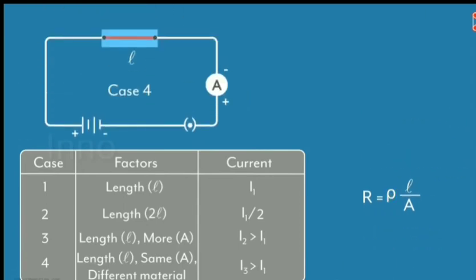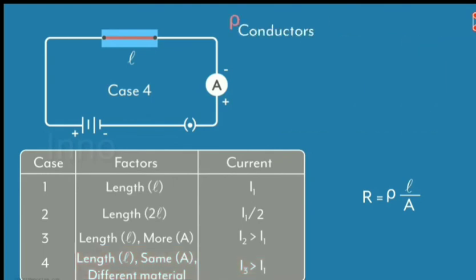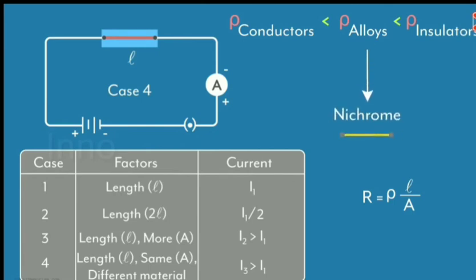In the fourth case, we saw that as the nature of the material changes, the current flowing through the conductor also changes. That's because as the nature of the material changes, its electric resistivity also changes. Accordingly, conductors, for instance, have a lesser resistivity as compared to alloys, and alloys have lesser resistivity as compared to insulators. Nichrome is an alloy, while copper is a metal and a good conductor of electricity, and that's why the current reading increased when the material changed to copper.